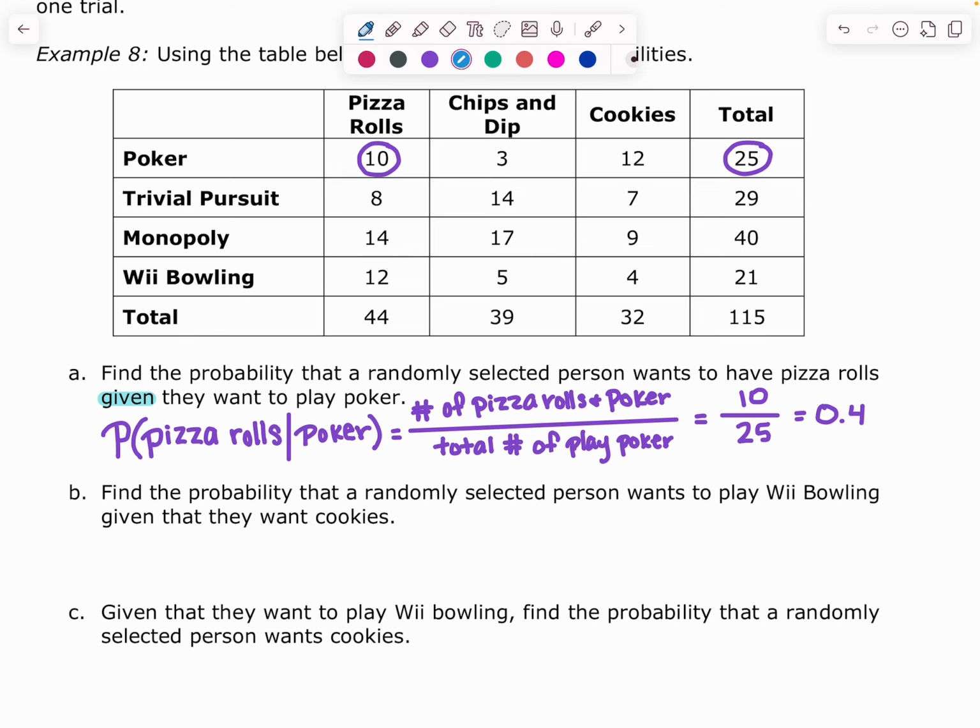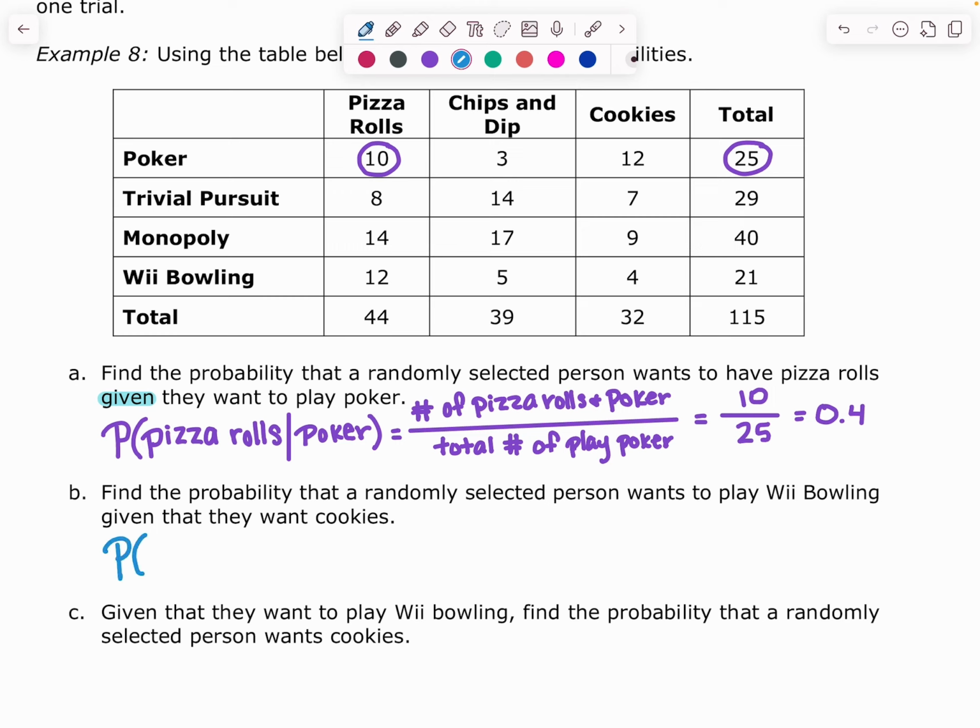If we continue on, the next one: find the probability that a randomly selected person wants to play Wii Bowling, given that they want cookies. Take a second and see if you can work that out. Pause the video, and then I will go over the answer in just a second. All right, hopefully you paused the video and we can go over what the answer should be.